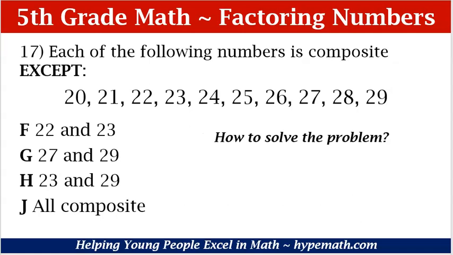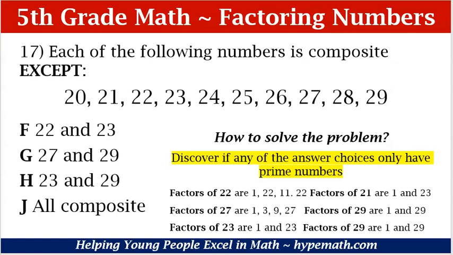How do we solve the problem? What we need to do is look at our pairs of numbers and discover if any of the choices only have prime numbers, okay? We are going to look to see if any of the answer choices only contain prime numbers. And as we look, do you see a pair of numbers that only have prime numbers? Again, prime numbers are numbers where the factors are only 1 and itself.